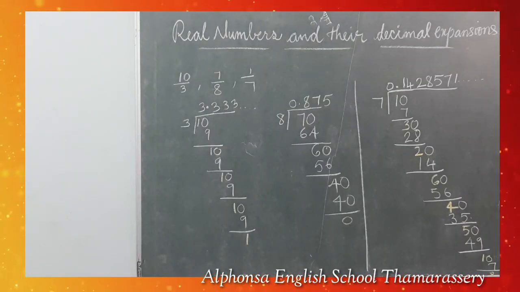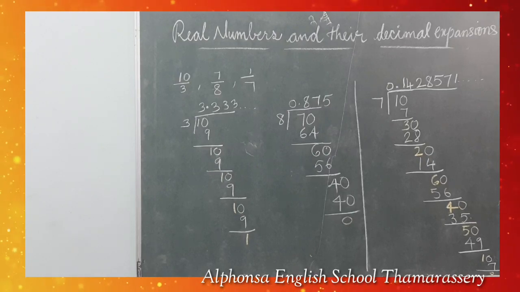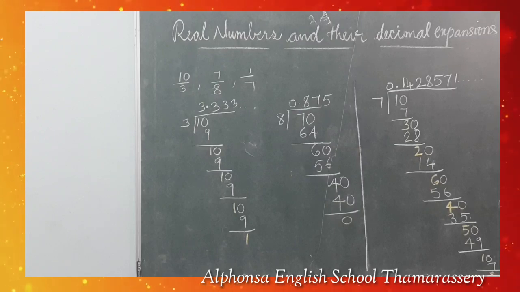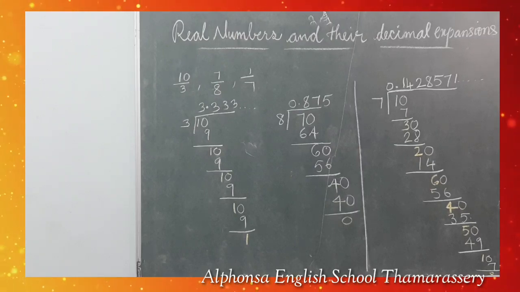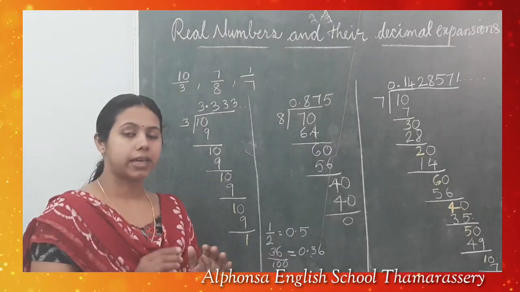So it is true for all rationals of the form P by Q. On division of P by Q, two main things happen. Either the remainder becomes 0 or never becomes 0, and we get a repeating string of remainders. Let us look at each case separately.